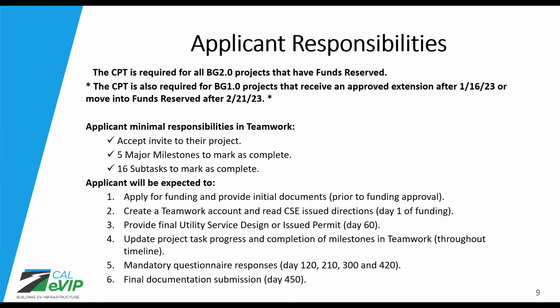So the minimal expectations for applicants in the Construction Progress Tracker is first to accept that initial invite that we send you within 5 days, and then to mark your 5 major milestones and 16 tasks complete. I should note that for block grant 1.0 projects that are getting extensions, obviously a lot of these tasks and milestones are already complete, and we are, to the best of our knowledge, any communication we've already gotten from you that we already know, you've got your permit, you've started construction, anything we know, we'll go ahead and complete ahead of time for you.